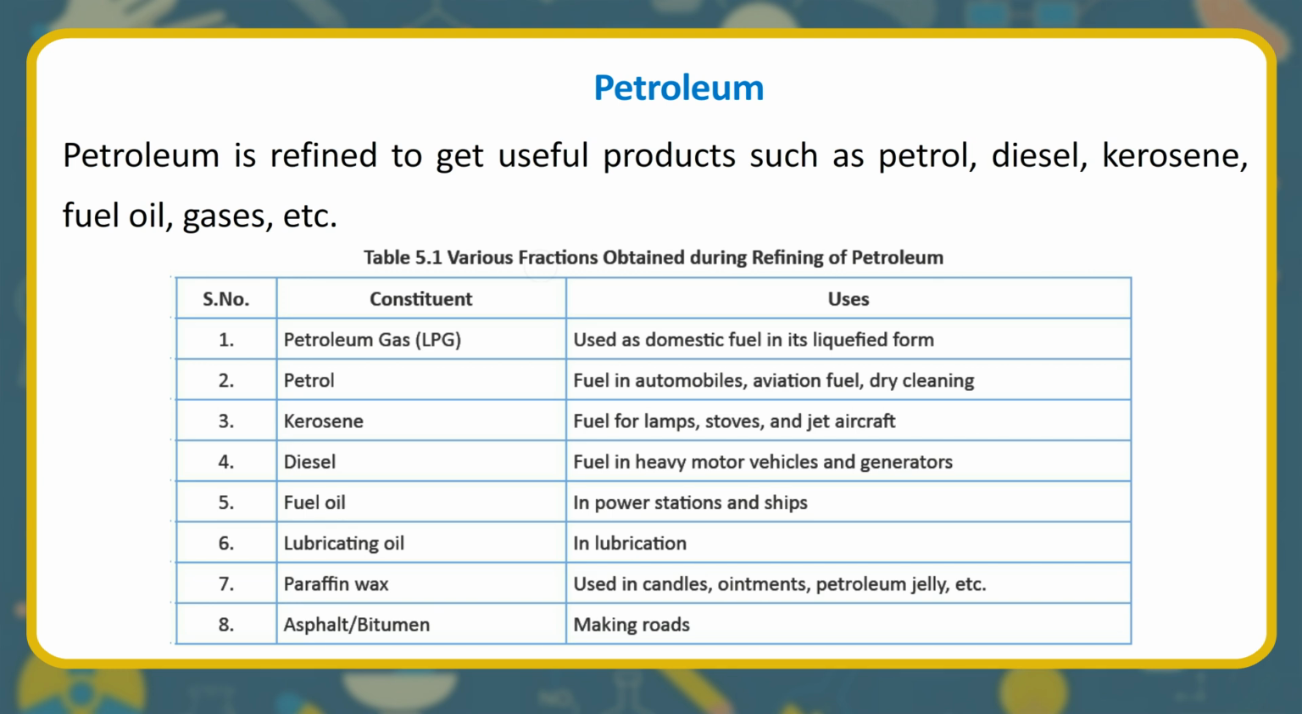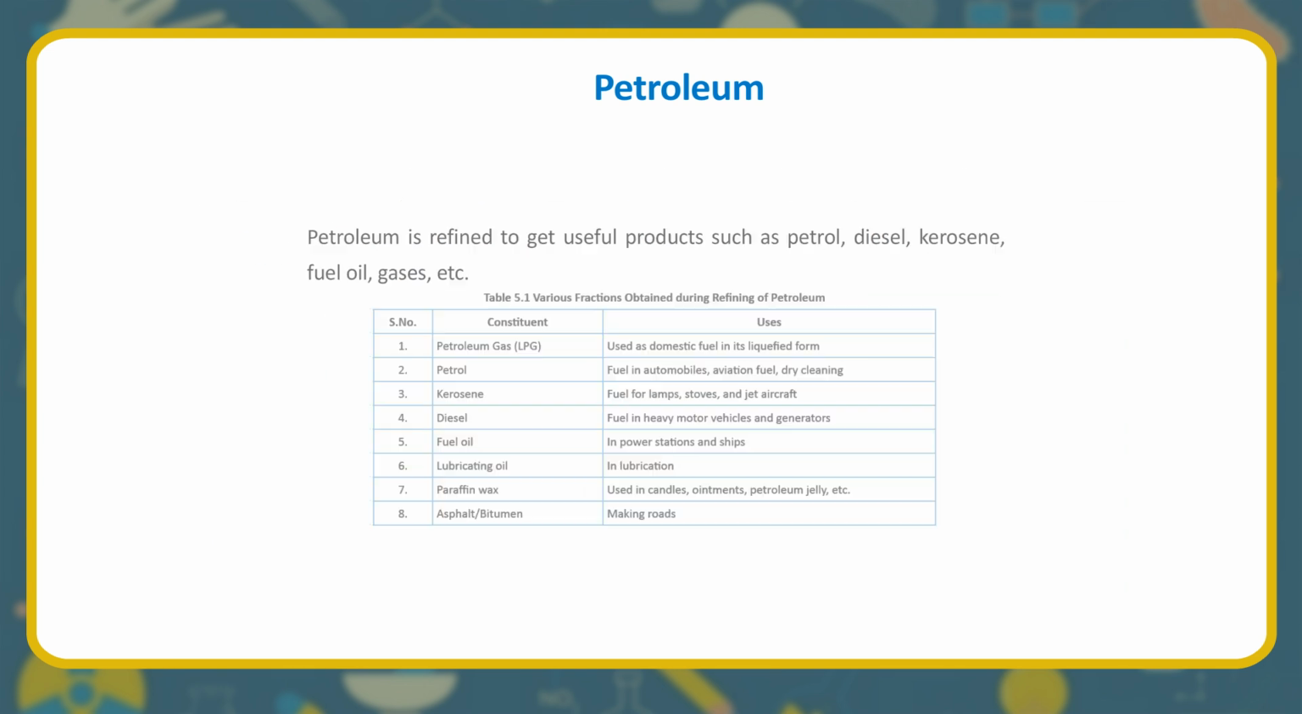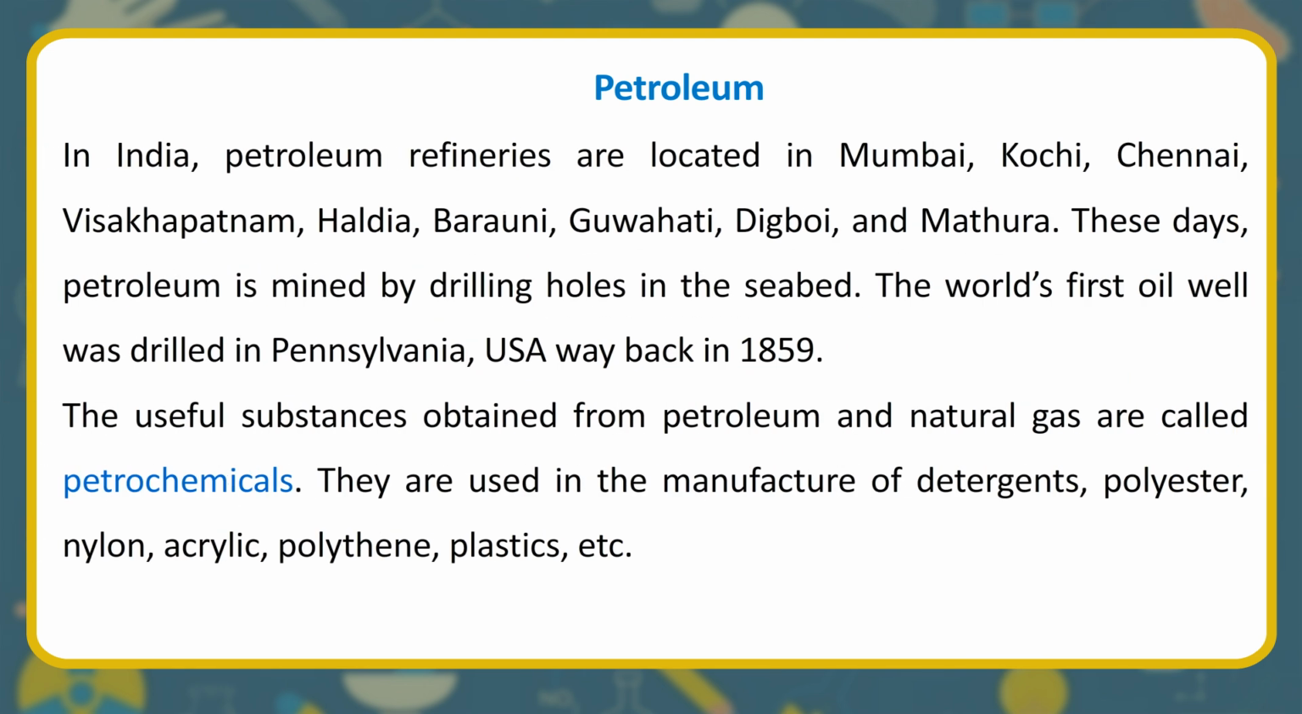5. Fuel oil. In power stations and ships. 6. Lubricating oil. In lubrication. 7. Paraffin wax. Used in candles, ointments, petroleum jelly, etc. 8. Asphalt/bitumen. Making roads. In India, petroleum refineries are located in Mumbai, Kochi, Chennai, Visakhapatnam, Haldia, Barauni, Guwahati, Digboi, and Mathura.